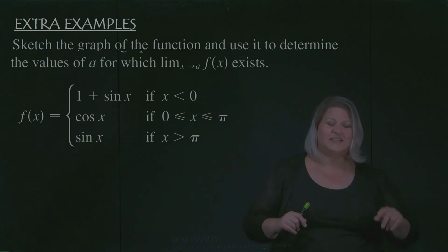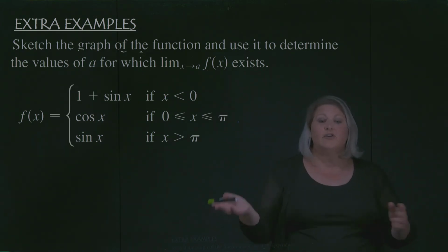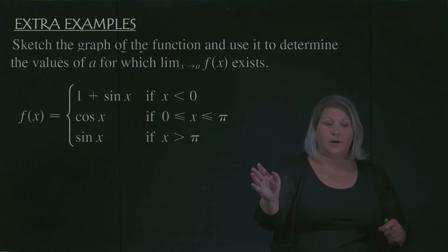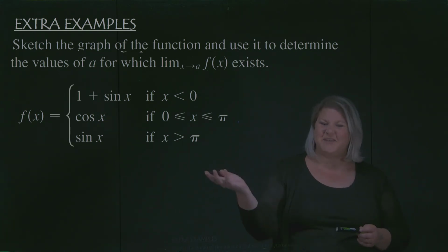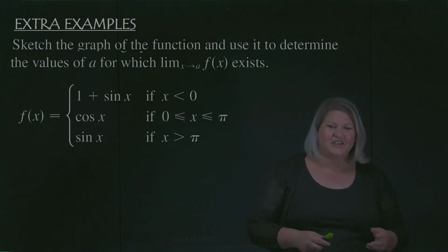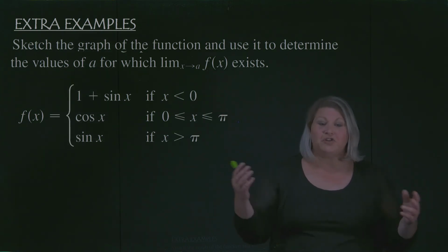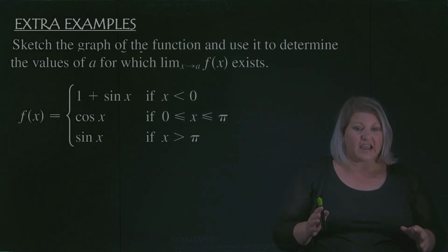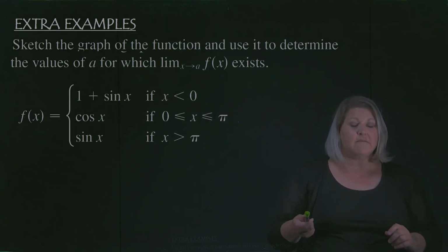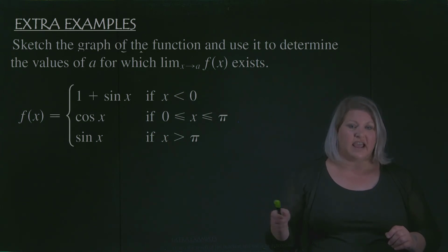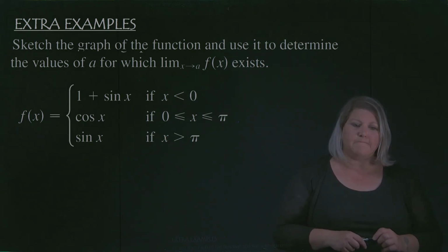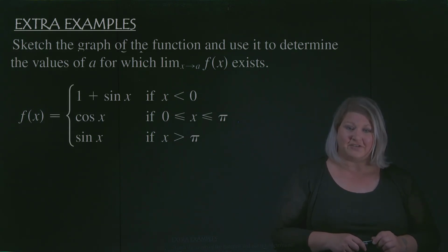Okay, extra examples. Again, pause, try it on your own. But wait, before you pause, let me say this. Start with a graph. Graph this function and take a look at what you have. What you're trying to figure out is to determine values for a for which the limit as x approaches a of f of x exists. So it's a lot of values.